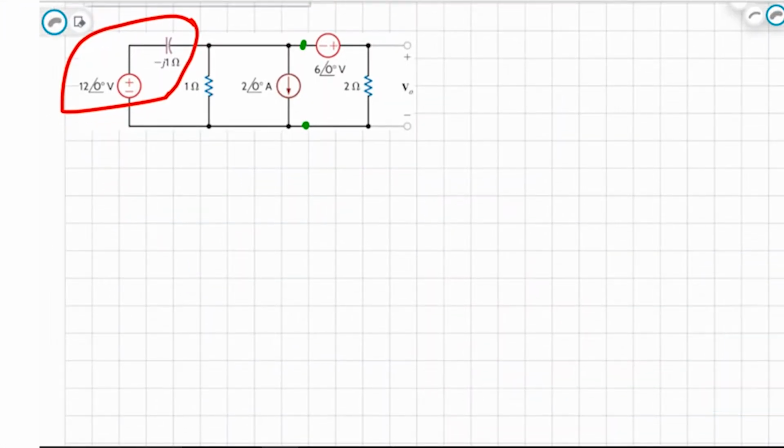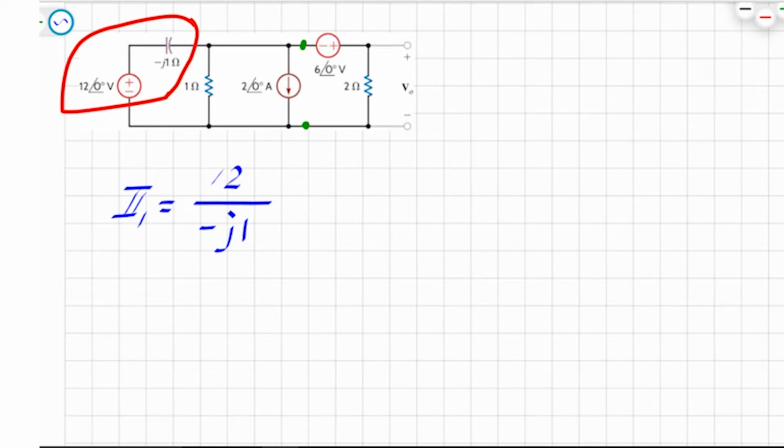So the first thing we have here, the current source, let's call this I1, is equal to the voltage source, which is 12, divided by negative J1. And that gives us 12 at negative 90 degrees. So this is I1.